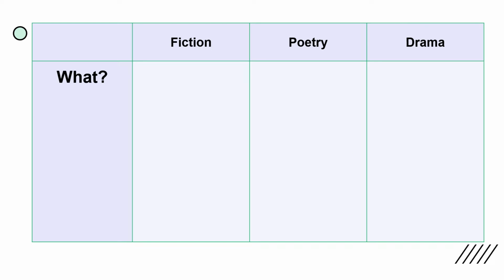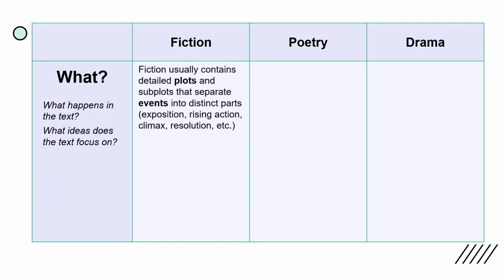Then, make note of what happens in the text or what ideas the text focuses on. Works of fiction usually contain detailed plots and subplots that separate events into distinct parts, like exposition, rising action, climax, and resolution. The action is driven by conflict, and events are composed in a specific sequence.